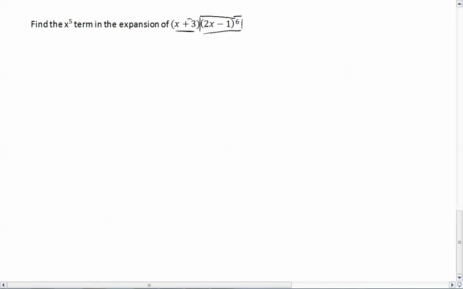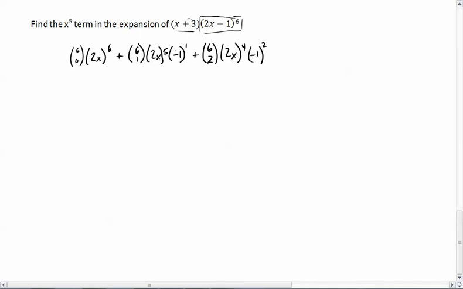Another way I want to show you, which could have been used for any of the previous ones as well, is just to write out some of the pieces. That's what I'm going to show you first. If you just consider first the expansion of 2x minus 1 to the 6th power, we know that the first piece is going to be 6C0 (2x)^6, and then we add 6C1 (2x)^5 times (negative 1)^1, plus 6C2 (2x)^4 (negative 1)^2, because that exponent is going to increase now.